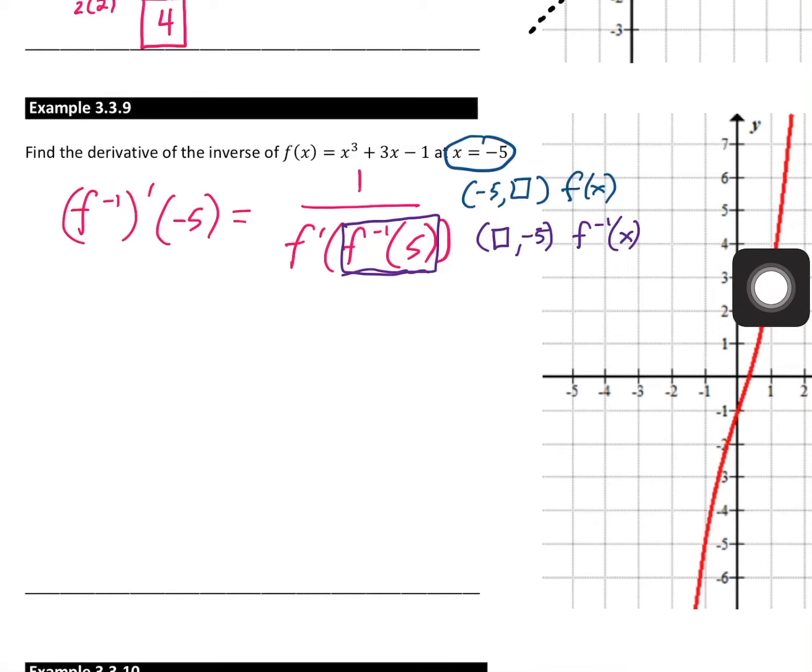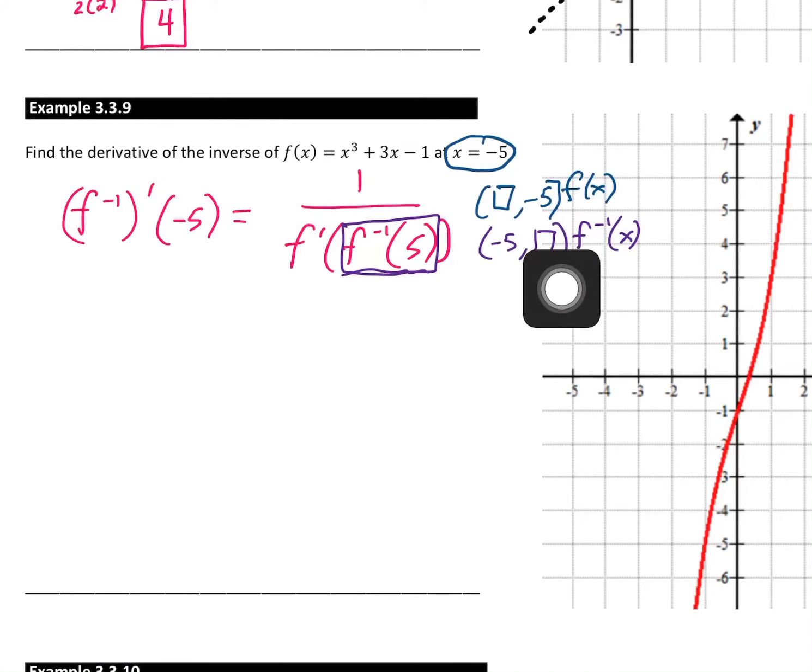I think I had that backwards. If I want to find f inverse of negative 5, that's going to equal something. And on the original function, it should be (something, negative 5). Sorry about that. So I need to know what the y value is when I put negative 5 into the inverse function. And so to do that, I set the original function equal to negative 5.